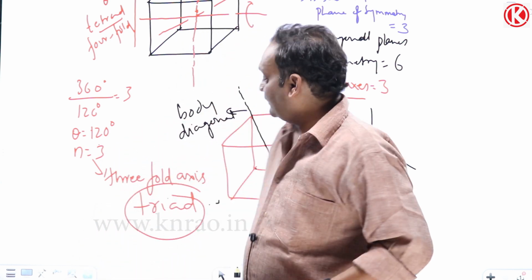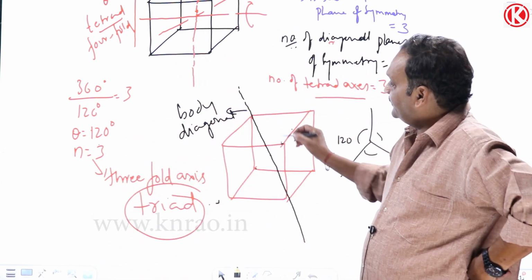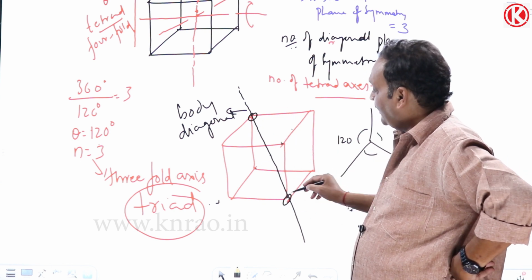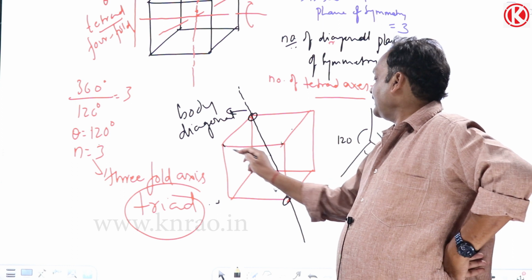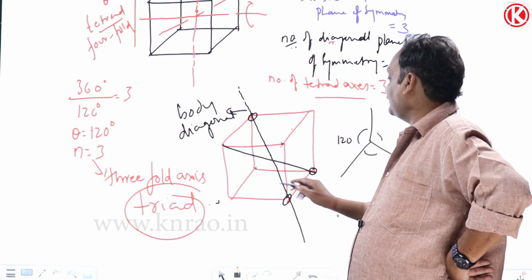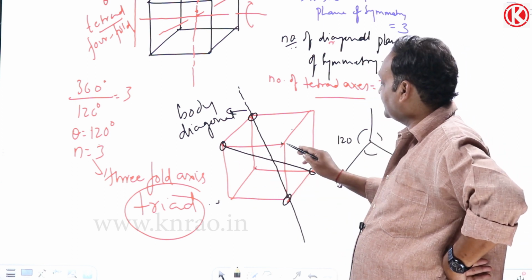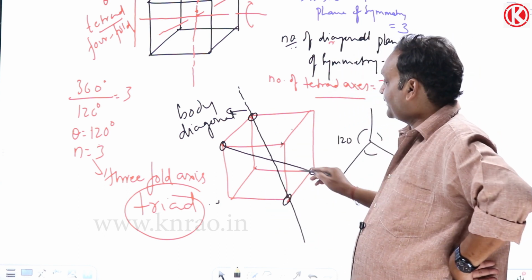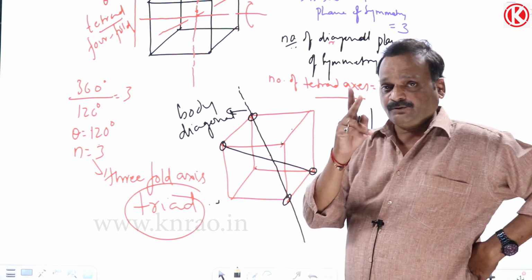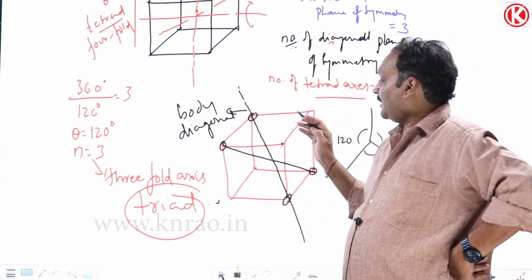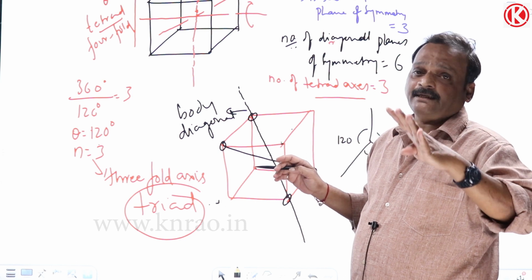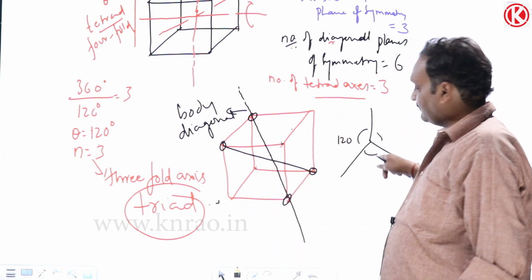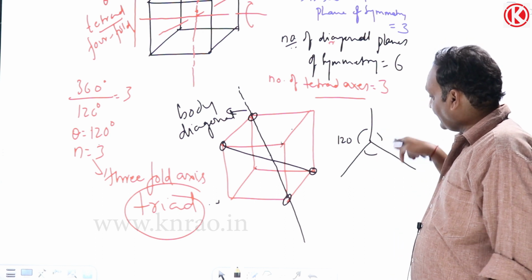Now, you observe here, for each body diagonal, you need the help of 2 diagonally opposite corners. This body diagonal will be like this, means this needs help of this corner and this corner. Like this, from this corner to this corner. There are 8 corners in the cube. Each body diagonal is taking 2 corners. So, out of 8, you can draw 4 body diagonals. Along that body diagonal, the cube will be looking like this.